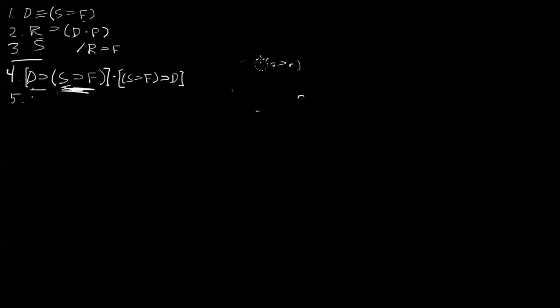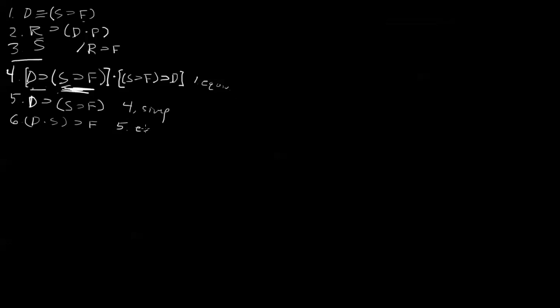Premise 4. So it took me a little while to kind of see things, but I think now I feel a little bit more confident. If D, then S, therefore F. That is from 4 simplification. I forgot to write, this is from 1 equivalence. 6. So now we have if D, then if S, then F. And I will use exportation to give me D and S, therefore F. This is 5 exportation.